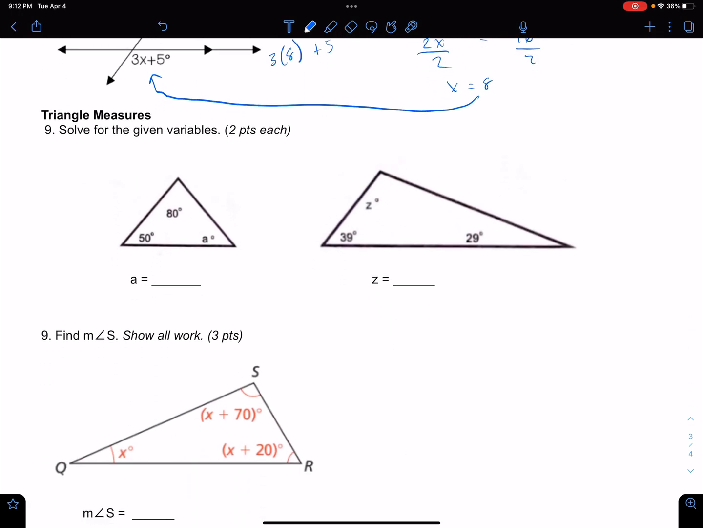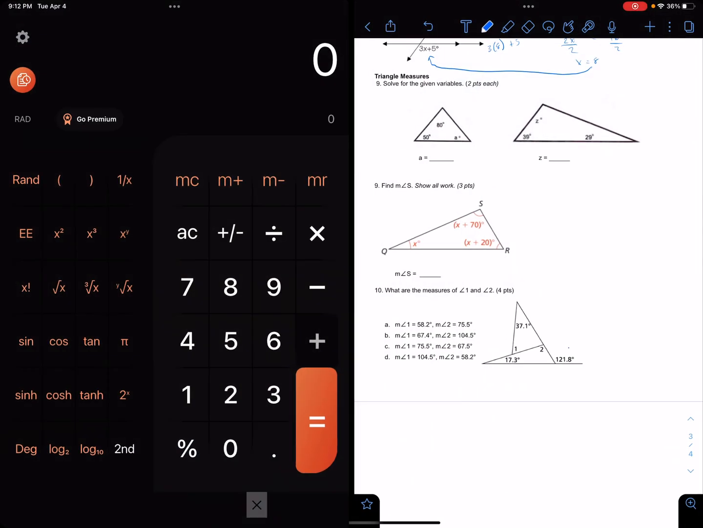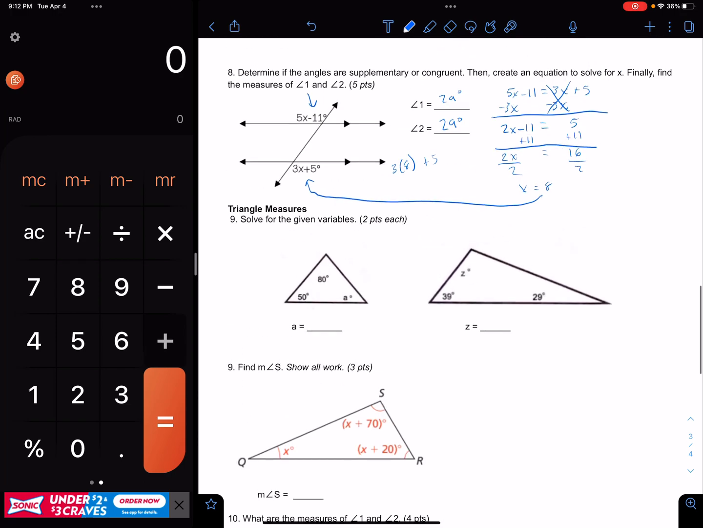Okay, on to the next. It says solve for the given variables. So let me show you how to do this. Okay, remember a triangle adds up to 180. So these two angles added together, 50 plus 80 equals 130. 180 minus 130 equals 50. So I know the missing angle is 50 degrees.